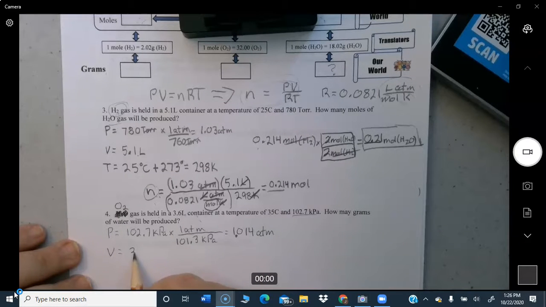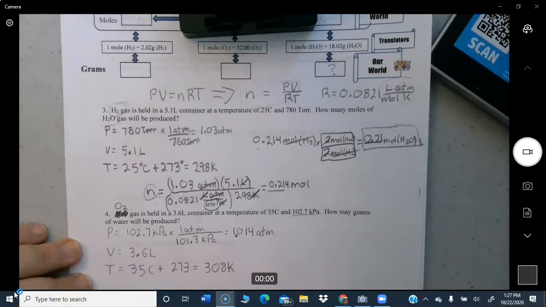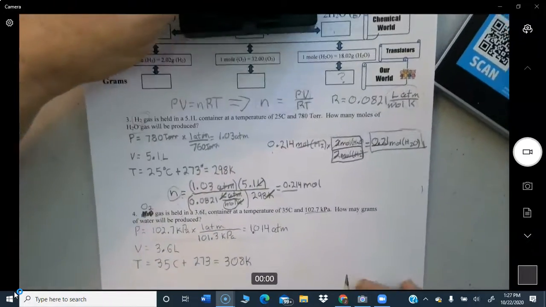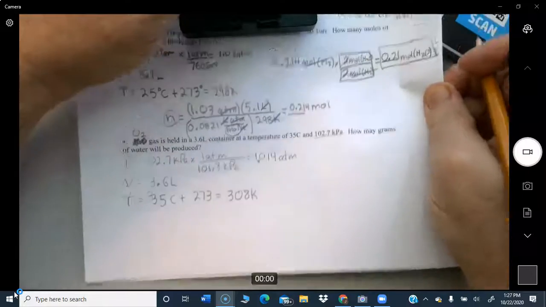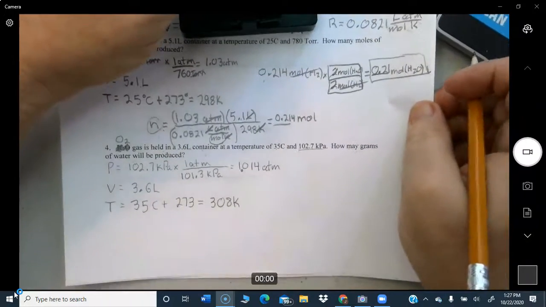Volume. Volume is in liters already, so that's fine. Temperature. Same conversions we had to do in the last problem. Is 35 C. And that's going to equal 308 Kelvin. Okay, so that's everything. We're going to write our equation down below. I'm not going to show the graphical organizers. It's just impossible. It's way up there. So let's just reason out what we're doing.